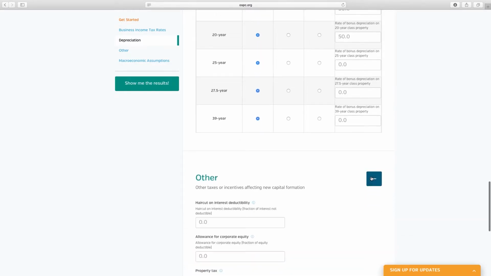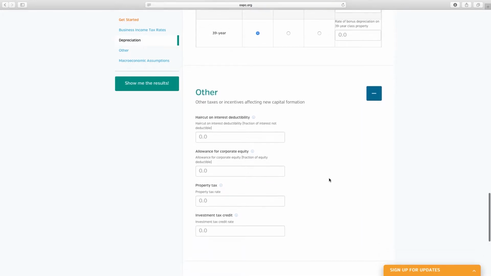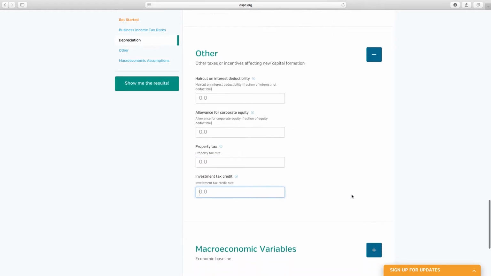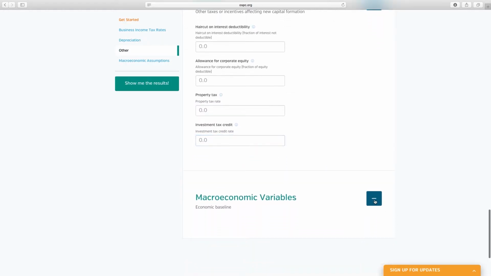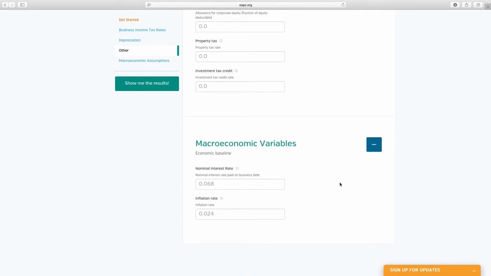Next, we can modify other incentives provided by the tax system that affect investments. For example, we can modify the deductibility of interest, provide for an allowance for corporate equity, apply a property tax, or an investment tax credit. Last, because marginal effective tax rates are determined or affected by rates of return, we can modify the nominal interest rate or the inflation rate.